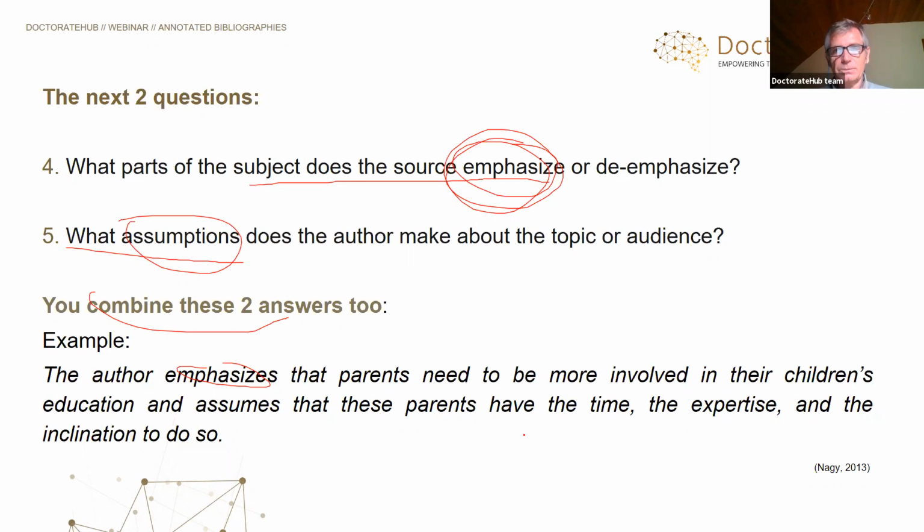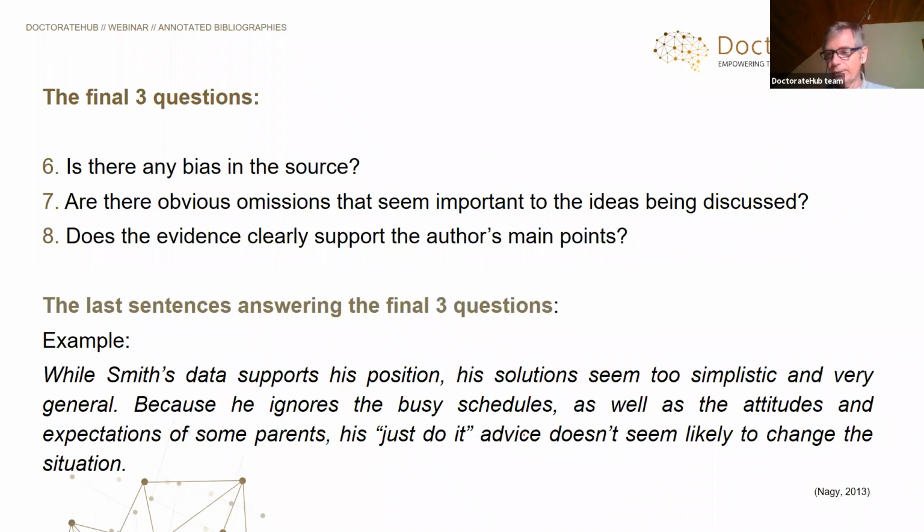And then it comes, as we said, 8 questions, the last 3 questions, where you are trying to go a little bit deeper and link it to your research as well. So is there any bias in the source? Are there obvious omissions that seem important to the ideas being discussed? And the last question, does the evidence clearly support the author's main points? And based on that, you could write something as follows.